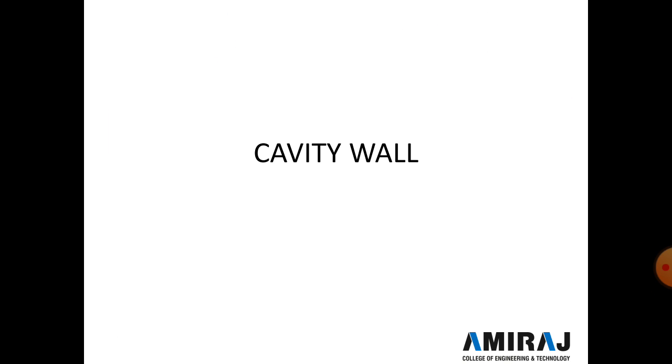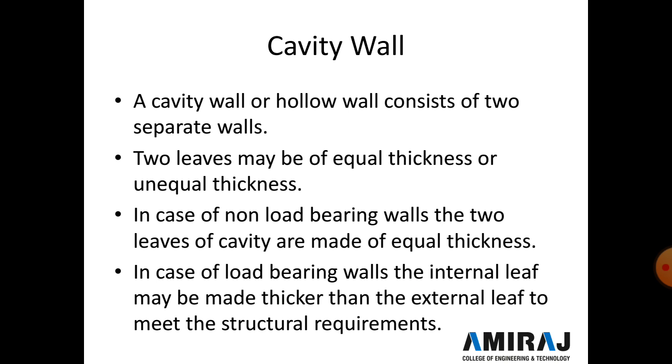So let's start with the lecture on the cavity wall. First we define what a cavity is. A cavity wall or hollow wall consists of two separate walls called leaves or skins, with a cavity or gap of 5 centimeter to 10 centimeter between them, and the two leaves of the cavity wall may be of equal thickness or unequal thickness.